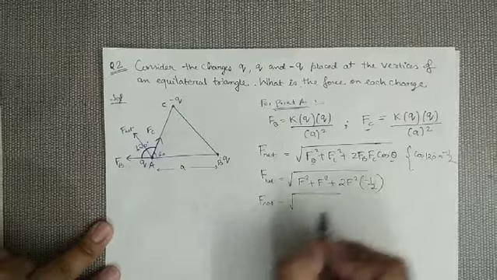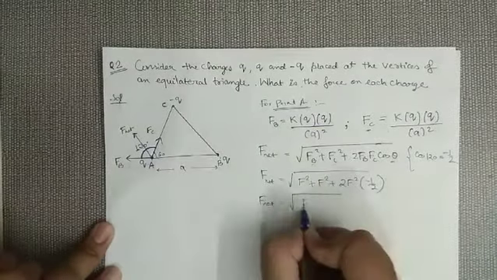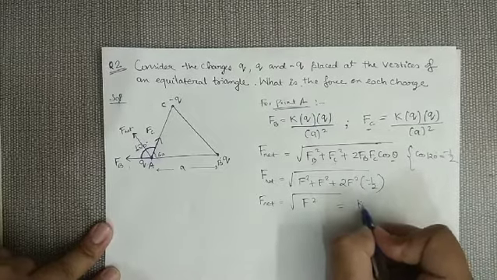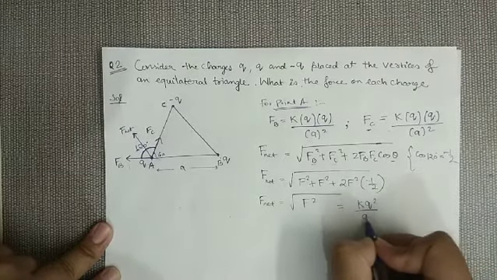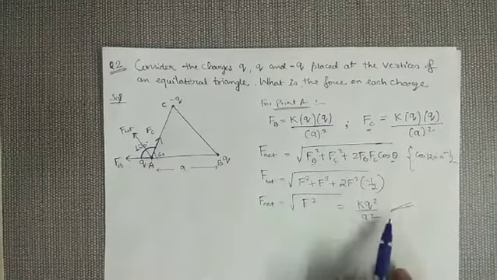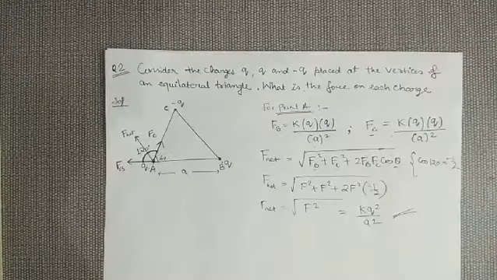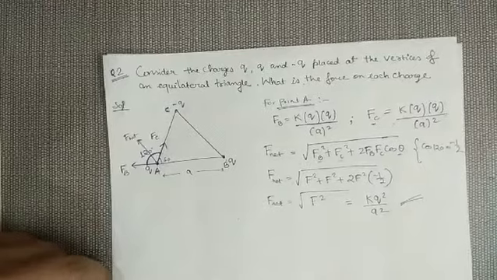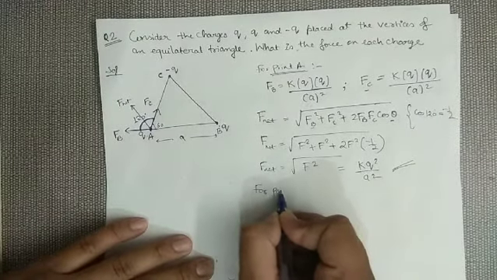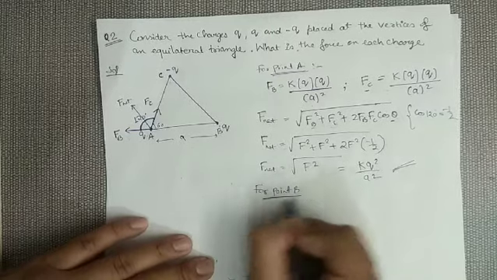So on solving these two quantities, you will get your F net equals F square, and what is your F? That is K times Q square upon A square. So this is the force on point A. Similarly, you can calculate for point B also. There will not be any change in point B.